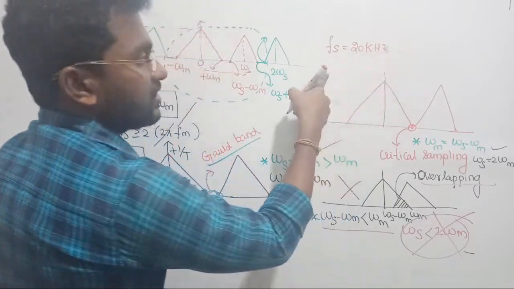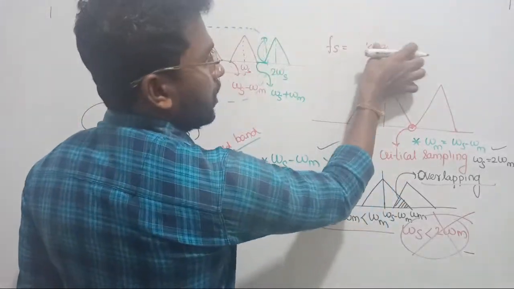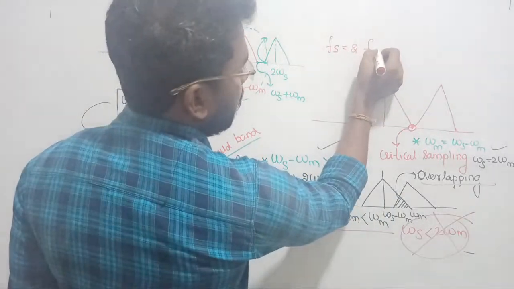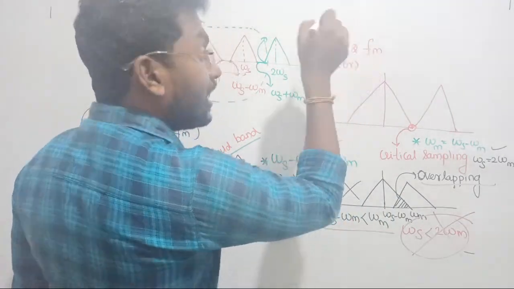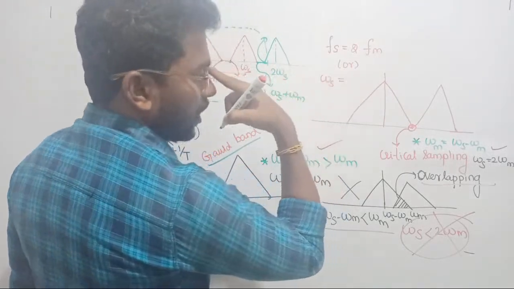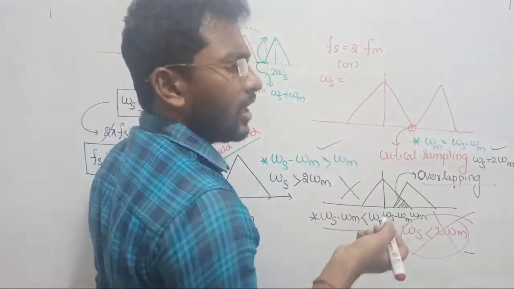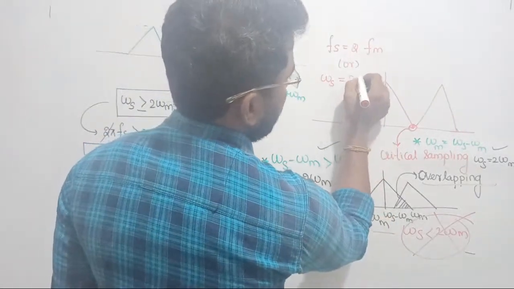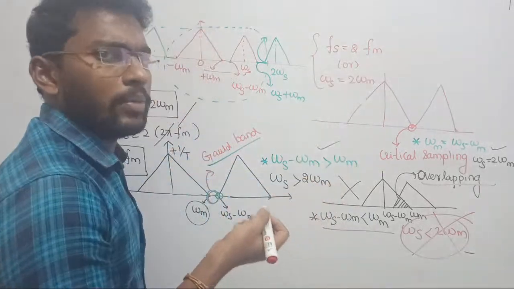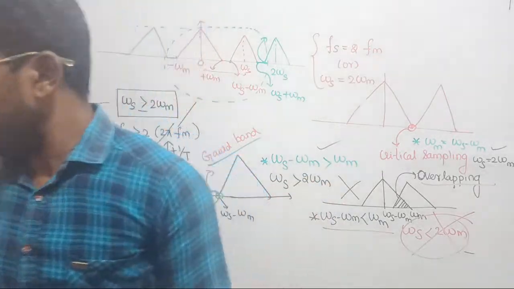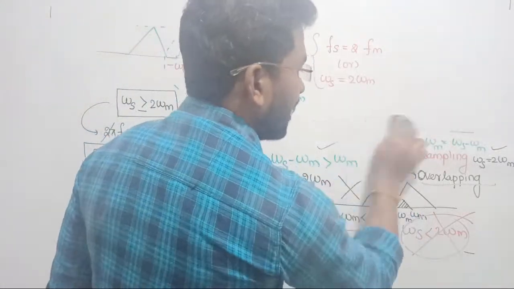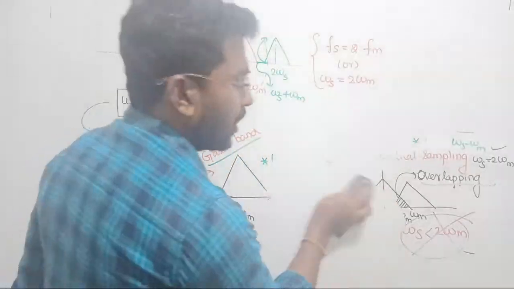The minimum value is called the Nyquist rate. Minimum value na meaning என்னங்க? Minimum sampling frequency is fs equal to twice of fm, or we can define at least the minimum value, that is called the Nyquist rate. According to the Nyquist theorem, that is called the sampling rate or Nyquist rate, that is twice of omega m, that is the minimum sampling rate or sampling frequency, right? So the minimum condition in the frequency you have to satisfy is called the Nyquist rate. This rate is called the Nyquist rate.